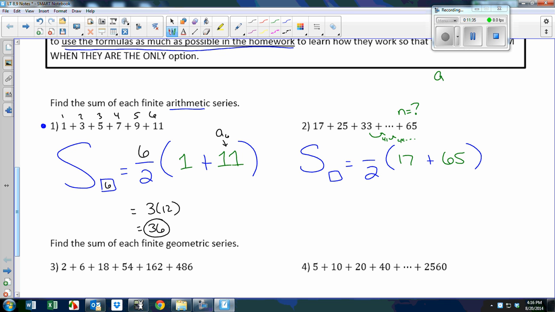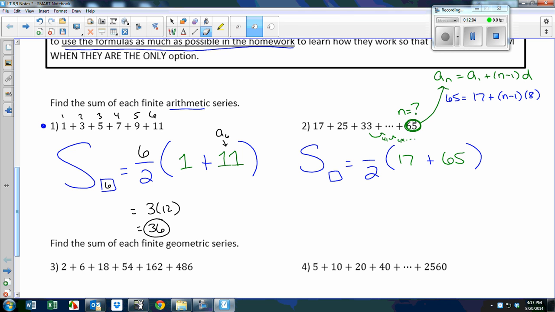Or the other option is I can pull the arithmetic sequence formula out and put the 65 right there on the a sub n spot, and the 17 here in the a sub 1 spot. Don't know the n, and I can figure out d is 8, and I can let algebra figure out what the n is that goes with the term 65.